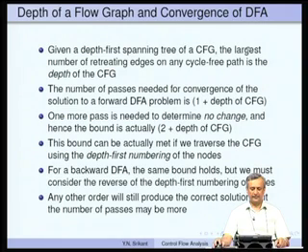Now, the depth of a flow graph is related to how many iterations we need for a data flow analysis problem to converge to the solution. So, if we are given the depth first spanning tree of a control flow graph, the largest number of retreating edges on any cycle free path is the depth of the control flow graph. So, let us see what this means.